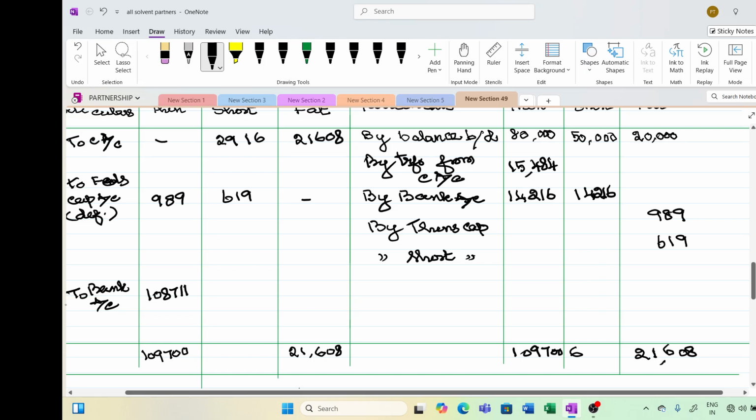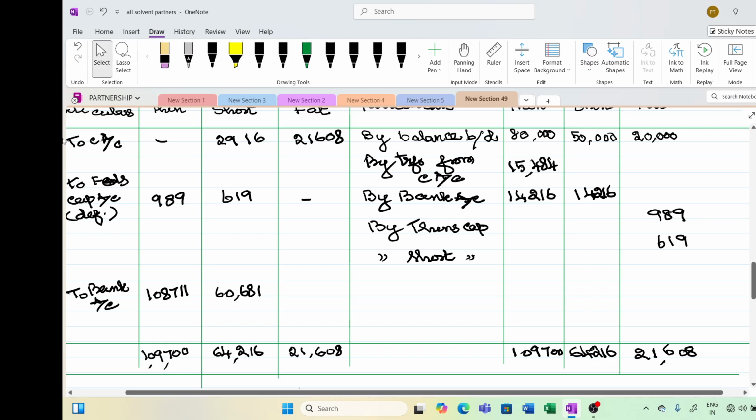Now we are going to close this fellow's account. 64216 minus 2916 minus 619 comes to 60,681. This will be paid to this fellow. Okay. So the total comes to 64216. Now we have closed the capital account also.